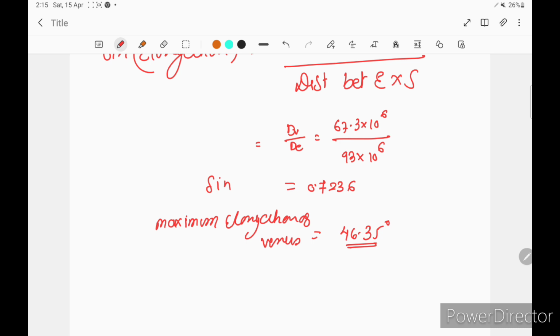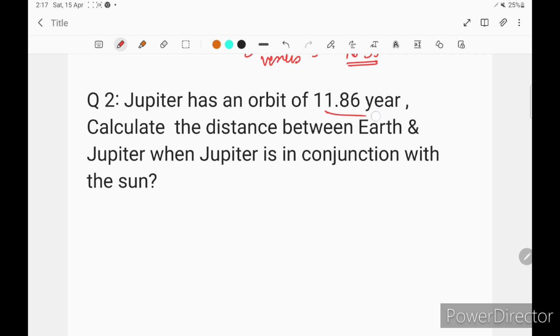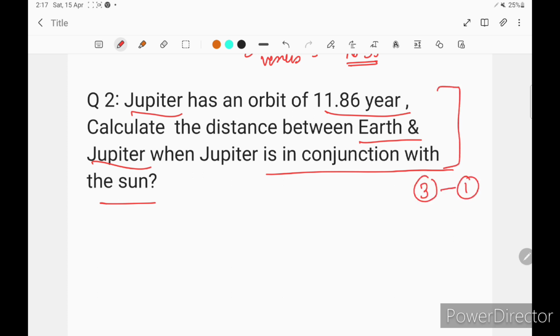Now the same type of numerical we are solving next, which is also repeated many times in the MMD. Next question: Jupiter has an orbit of 11.86 years. Calculate the distance between Earth and Jupiter when Jupiter is in conjunction with the Sun. In this type of numerical, we have 3 things and we have to find the remaining one. What do we have? TJ, which is 11.86 years, given in the question.